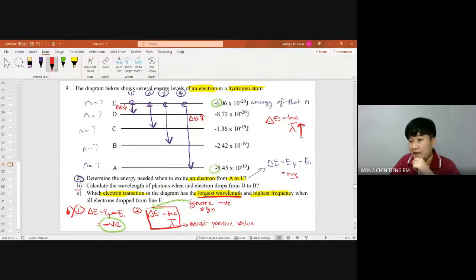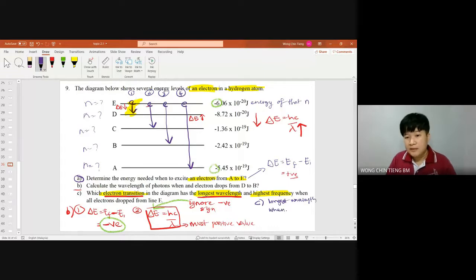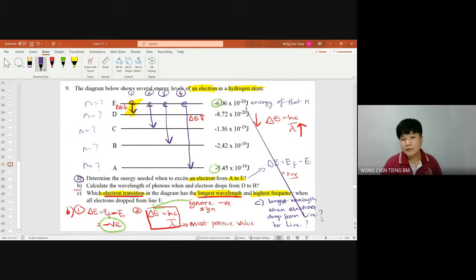So I want the longest wavelength, which means I want the lowest energy. Setuju? So which transition? Soalan tanya, electron transition. So which transition will give you the longest wavelength? Betul? Dan jawapan kamu jangan jawab line satu tu saya yang tulis. So whenever question having the word electron transition, your answer untuk C, untuk longest wavelength, ada dua jawapan eh. Longest wavelength is when electron drop from mana ke mana? From line berapa to line berapa? Okay? So in this case, from line E to line D. Whenever is transition, mesti kena ada from and to. Dari mana ke mana.